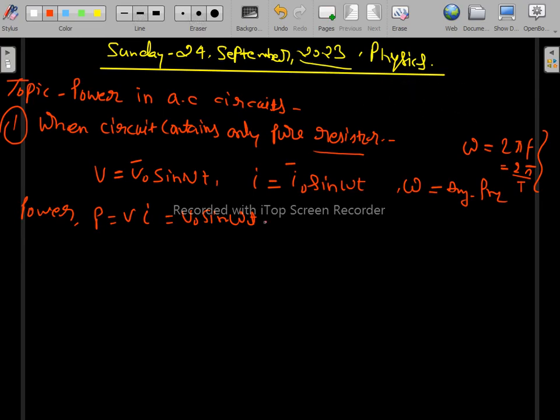V naught into I naught, and in place of I we will substitute I naught sin omega t. Fine. So this means that power will be equal to V naught into I naught, and sin omega t into sin omega t, this will become sin square omega t, right? Okay, so now, any doubt?